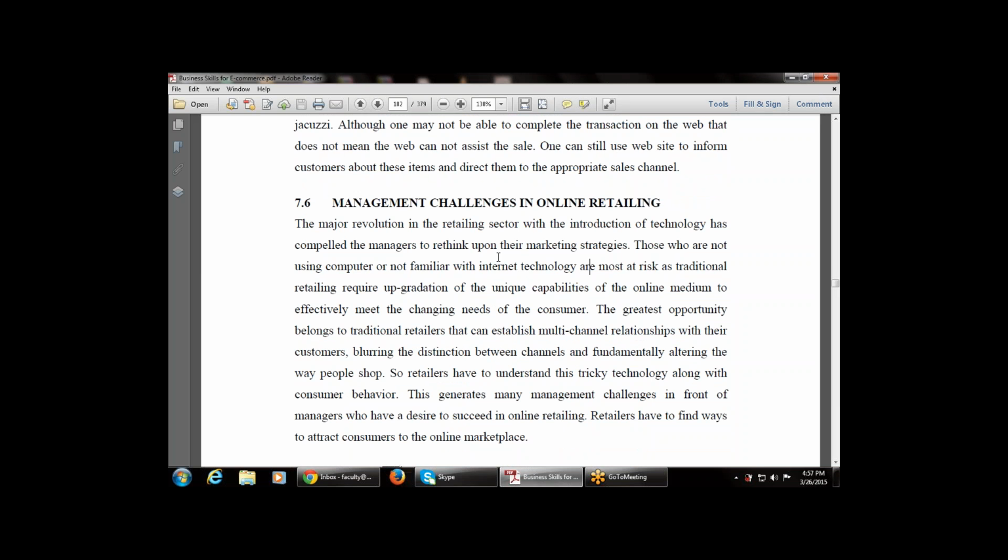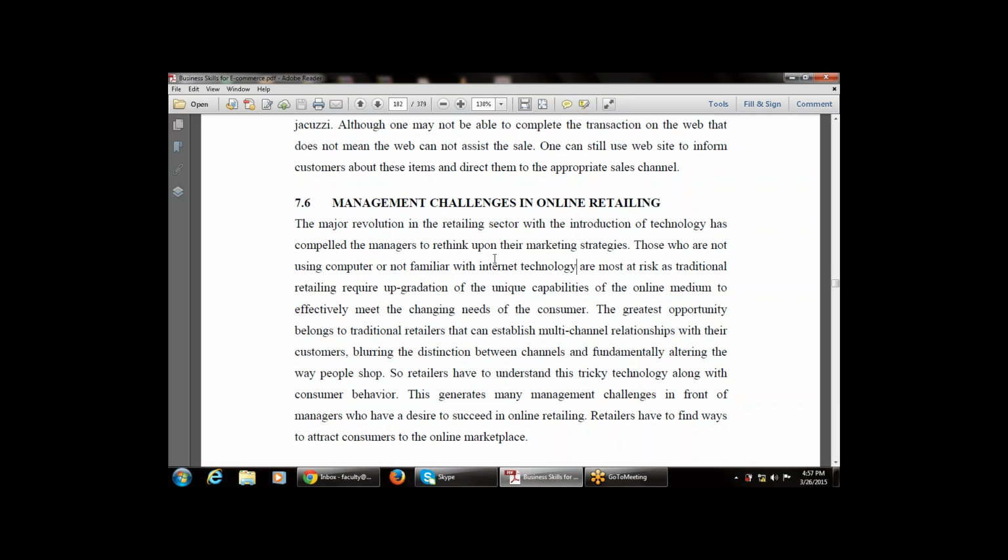So what are the management challenges that are available in online marketing or online retailing? The major revolution in the retailing sector with the introduction of technology has compelled the managers to rethink about their marketing strategies. That is, what is the marketing strategy that is used, how to make the marketing strategies and how to develop them.